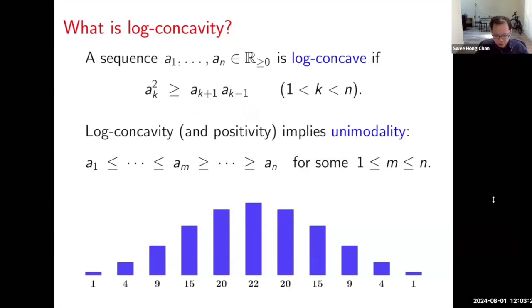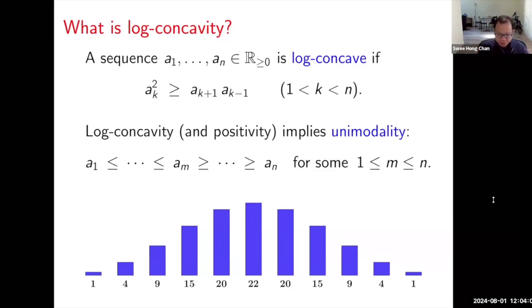In particular, this sequence here is log concave because 9 squared is 81, and 81 is greater than 4 times 15, which is 60. And one of the earliest reasons why people started studying log concavity is that log concavity together with positivity implies unimodality. This means that the sequence goes up and then goes down. When I told my grandmother I'm studying log concavity, she said, Swee Hong, you are studying pyramids. In a way that is not exactly wrong.